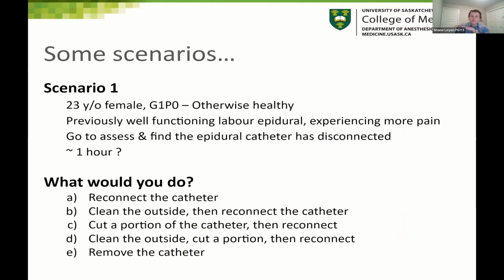Just to set the stage a little bit, we won't be submitting answers to a survey or anything, but do it in your own head. I want to present a couple of scenarios. In our first scenario, we have a healthy 23-year-old primip with a previously well-functioning labor epidural, now developing more pain. To assess the patient, you find the epidural catheter has been disconnected for maybe an hour. What would you do in this situation? Just reconnect the catheter, clean the outside and reconnect the catheter, cut a portion of the catheter and reconnect, maybe clean the outside, cut a portion and then reconnect, or would you just yank the catheter out?